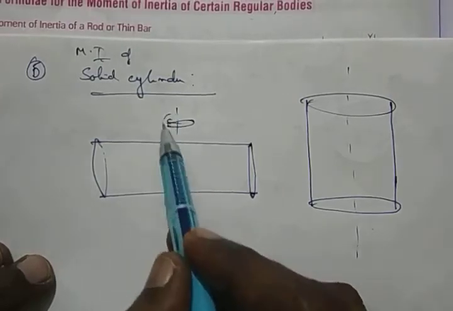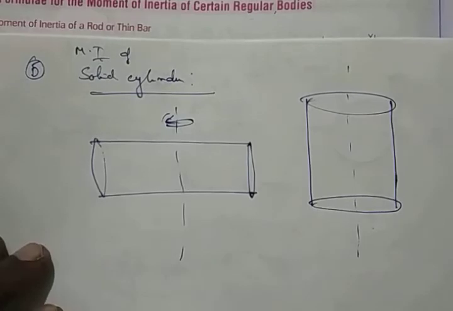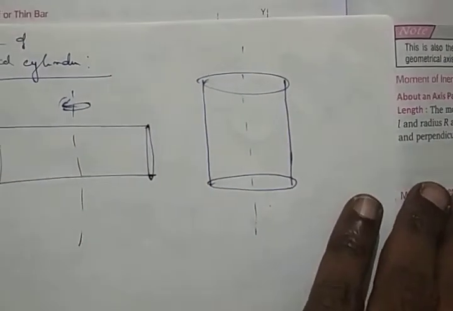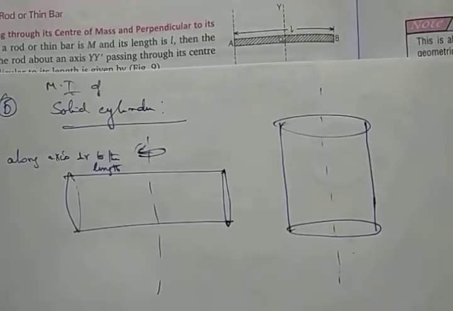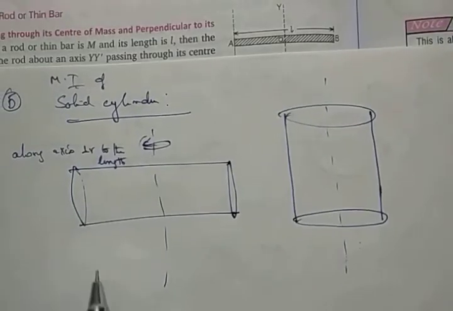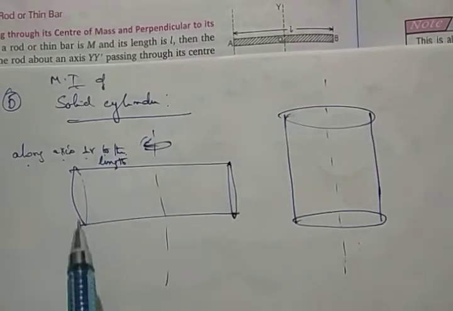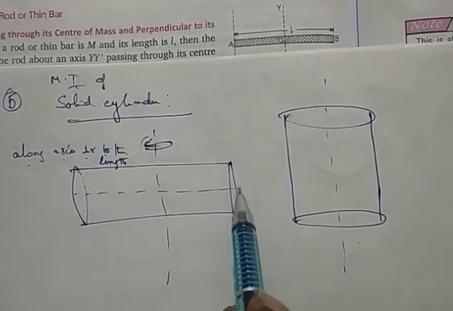This also could be an axis. Okay. So whatever the axis it could be, you can find out. Right. So this one is going to be along the axis perpendicular to the length. So we know this particular thing.